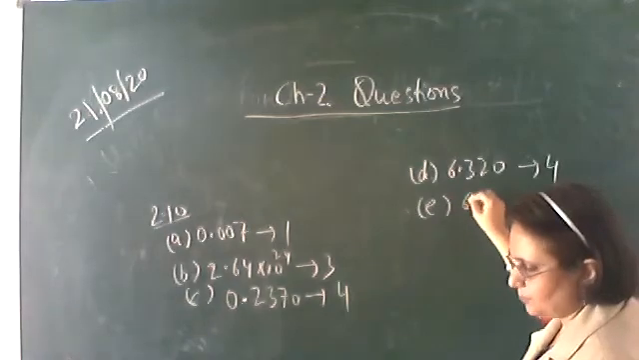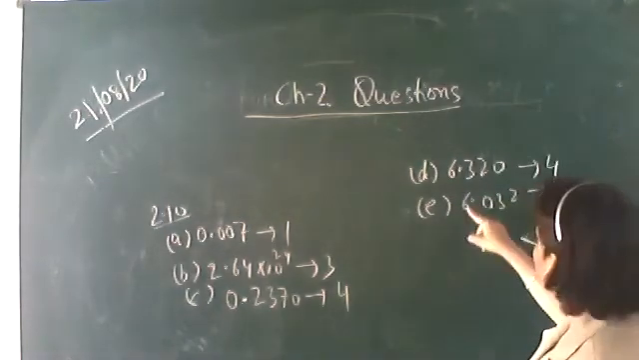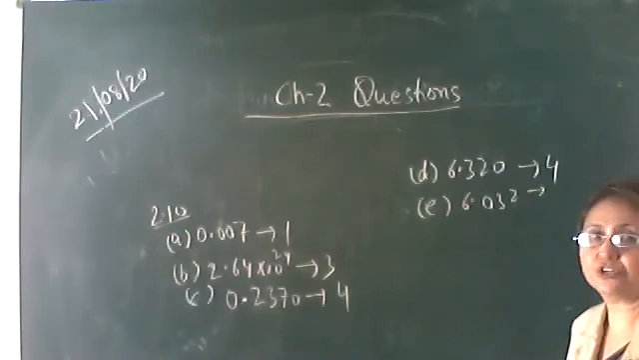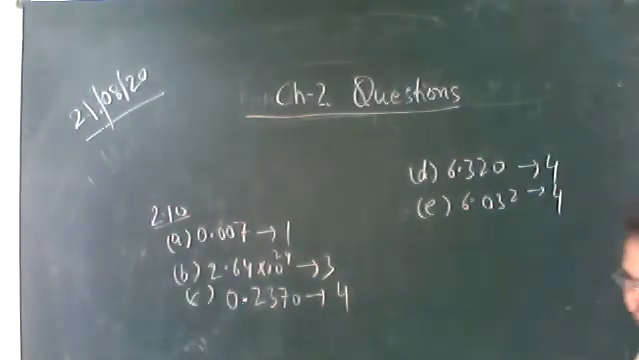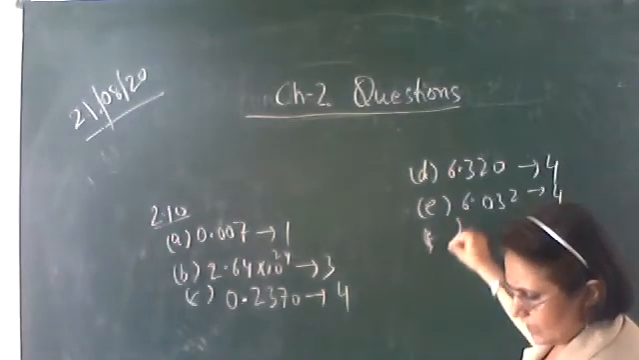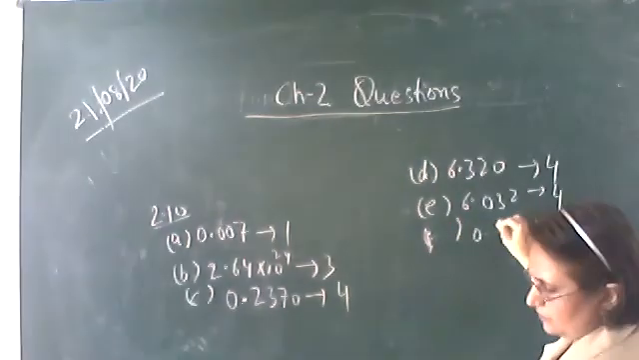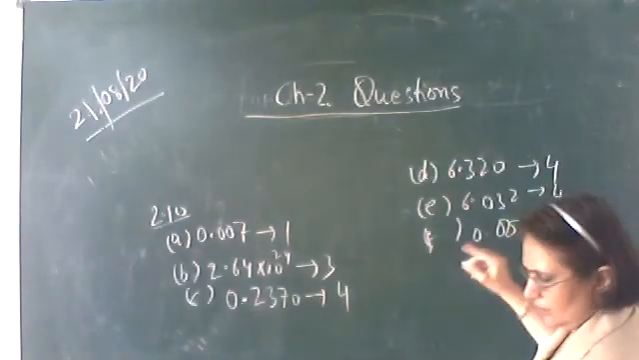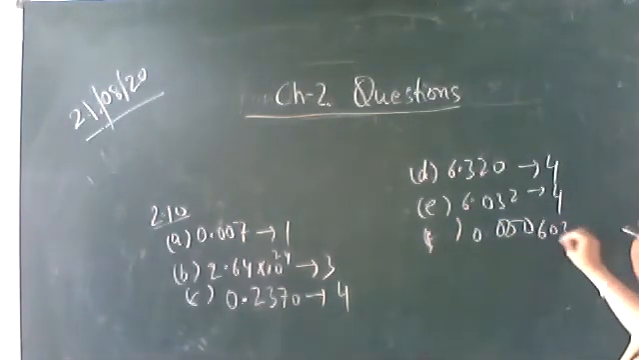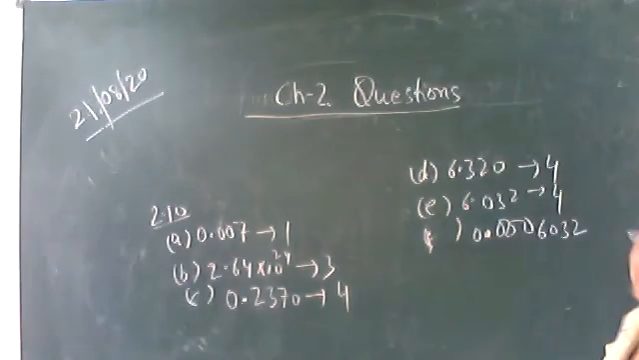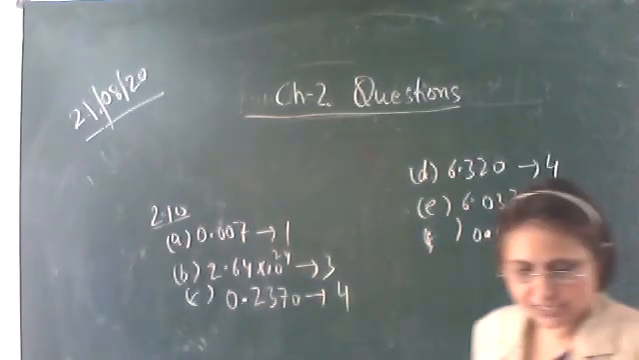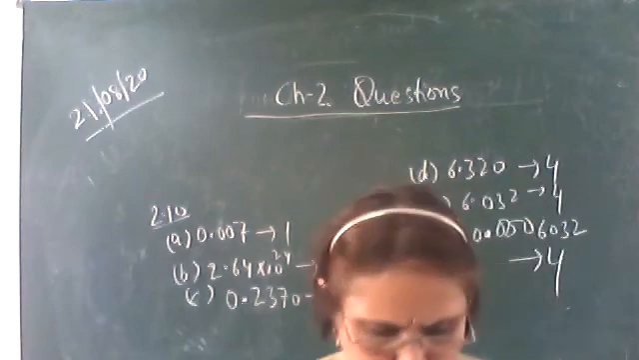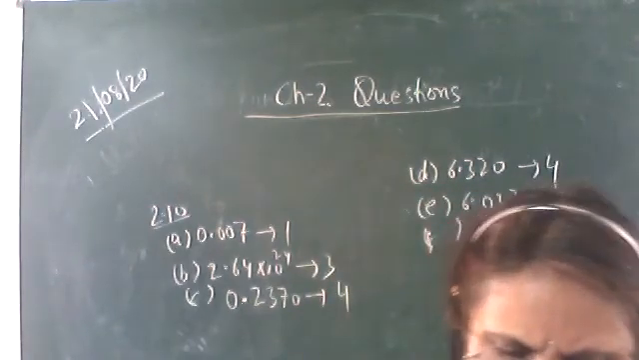E part is 6.032. This 0 is coming between two non-zero digits, so it will be considered significant. So again, the number of significant figures is 4. Then the F part is 0.003, three zeros, 6032. As it's starting with the decimal, all these initial zeros are insignificant. So again, the number of significant figures here is 4. So according to the rules, we can find out. Then question number 11 also you can try.